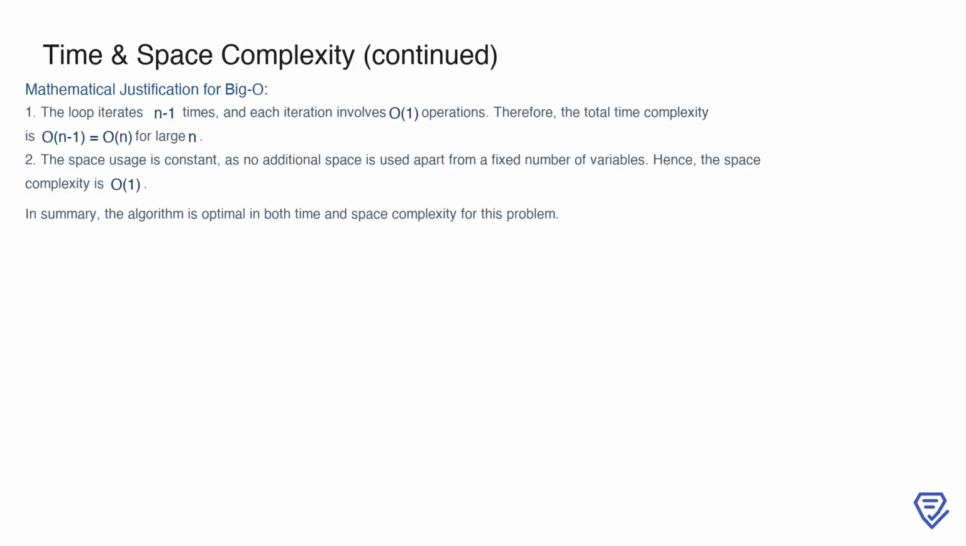To conclude, let's justify the big O notation mathematically. The loop iterates n-1 times, and each iteration involves constant time operations such as subtraction, comparison, and conditional assignment. This gives a total time complexity of O(n-1), which simplifies to O(n) for large n. On the space side, the algorithm only uses a fixed number of variables, like max_duration and slowest_key, and does not allocate any additional memory for data structures. This ensures that the space complexity remains constant at O(1). In summary, this solution is optimal in both time and space complexity for the problem, achieving O(n) time with O(1) space, making it both efficient and elegant.